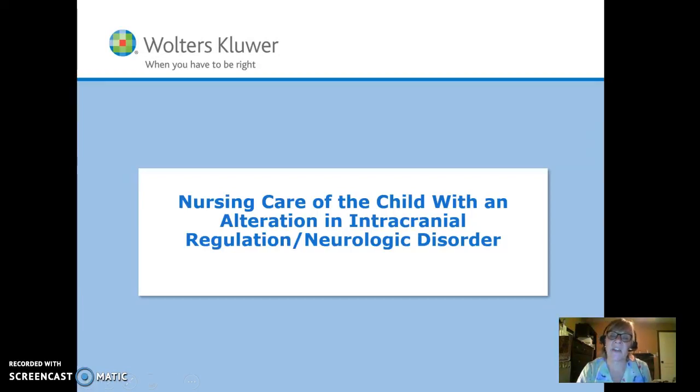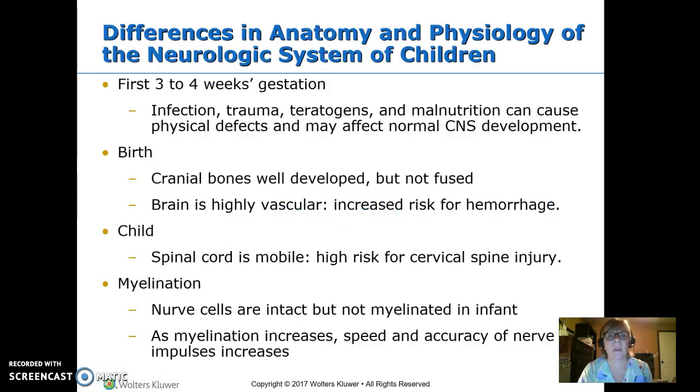This is nursing care of the child with an alteration in intracranial regulation or a neurologic disorder. So let's start off with differences in anatomy and physiology.